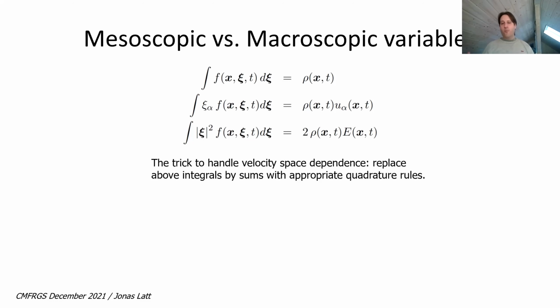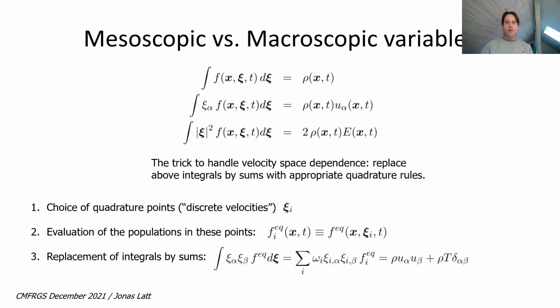Now, the trick when you discretize this and handle the velocity dependence is that you want to replace the integrals above with appropriate quadrature rules. So you want to replace them by sums. The discretization of the velocity space amounts to choosing a set of discrete velocities. That's the quadrature points in velocity space.